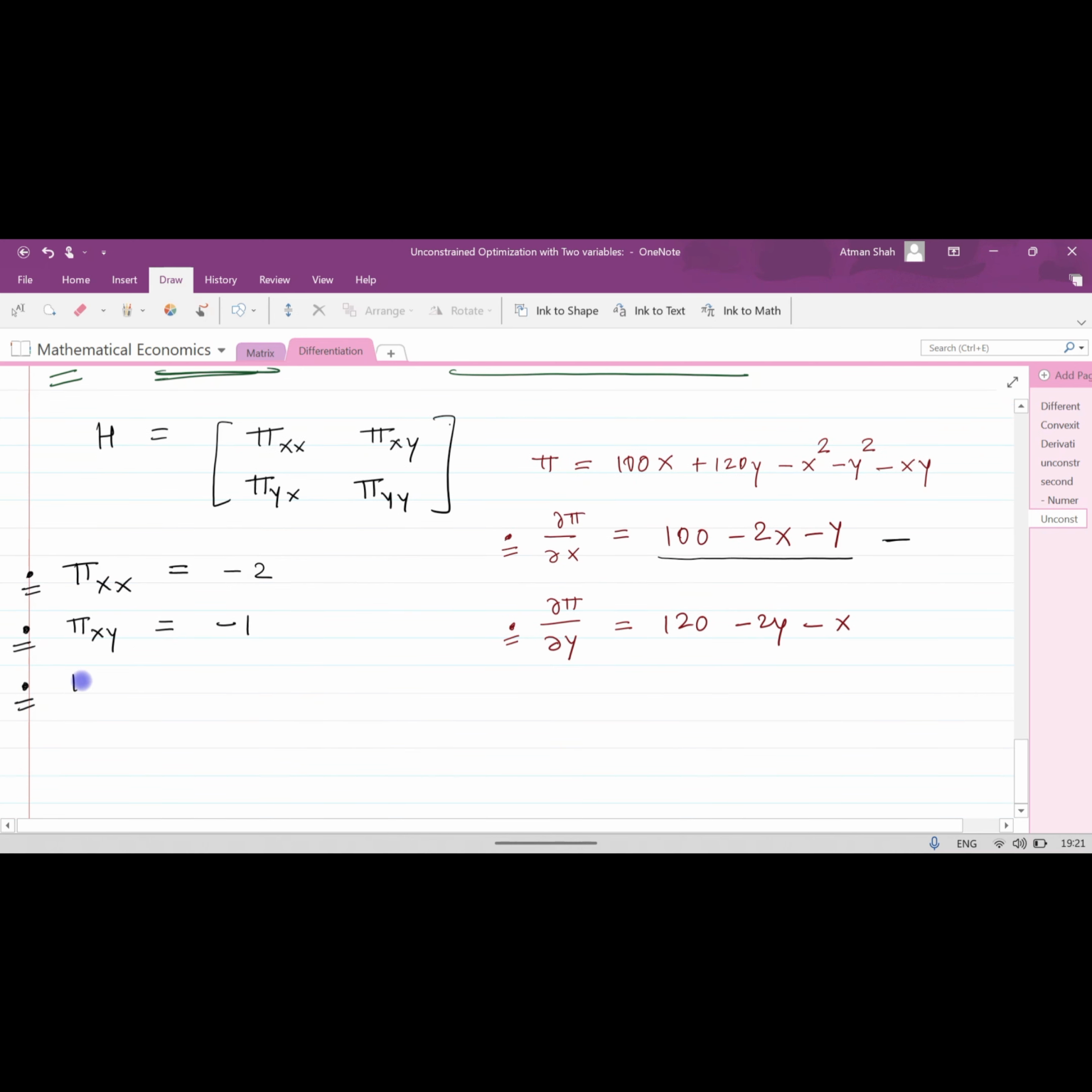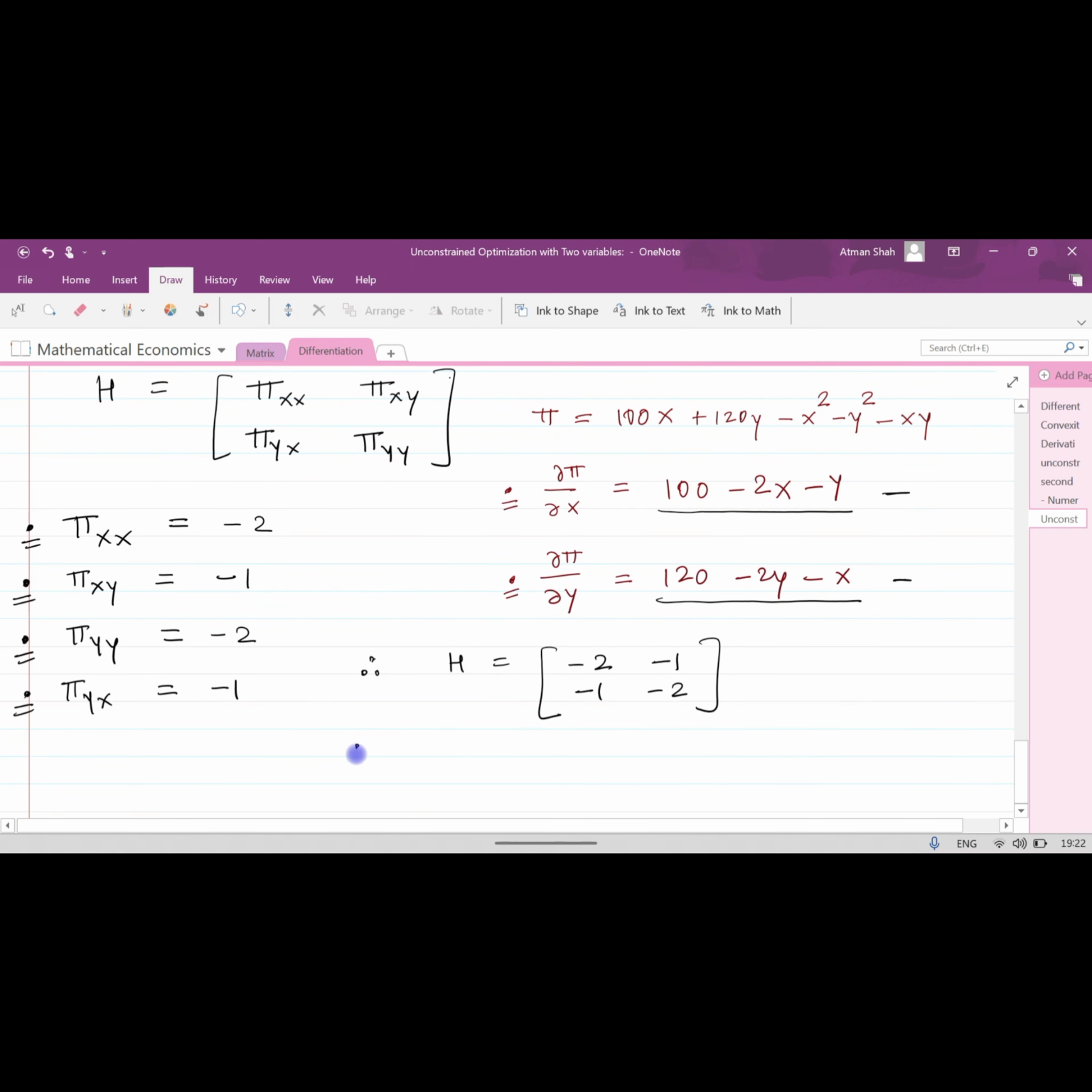Then let's see pi yy. So now we differentiate this function with respect to y. It is minus 2. And then we see pi yx. Differentiate this function with respect to x. So it is minus 1. So therefore our Hessian matrix is minus 2, minus 1, minus 1, minus 2.